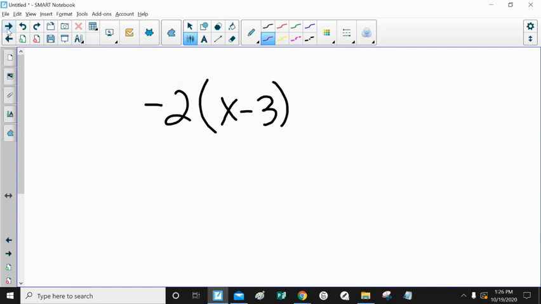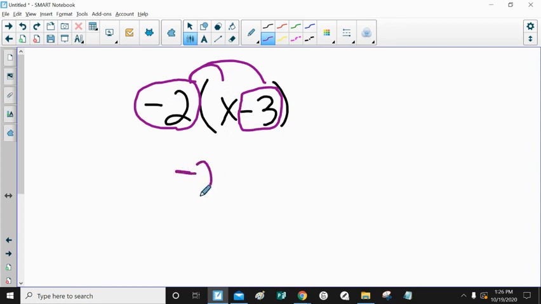Let's try the same problem, but now instead of being a positive 2, it's a negative 2. Again, I am going to take this whole term, negative 2, and multiply it to everything inside of my parentheses. So negative 2 times a positive x is a negative 2x. Negative 2 times a negative 3 is a positive 6. So negative 2 parentheses x minus 3, when I distribute, becomes negative 2x plus 6.